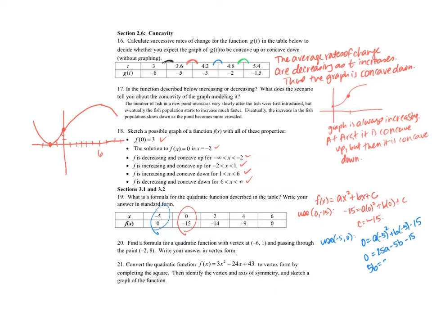So I get 25a minus 15, and then I can divide everything through by 5. I get b is equal to 5a minus 3. So that's one thing. I have a little bit of a relationship between a and b. And then for the last point, I'll use this one because it has a 0 there.